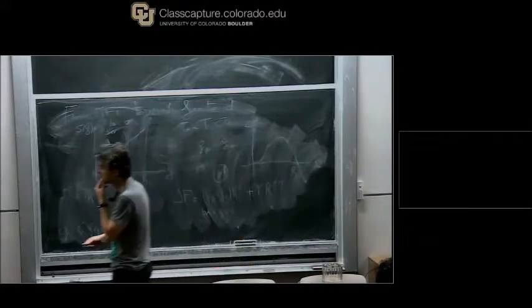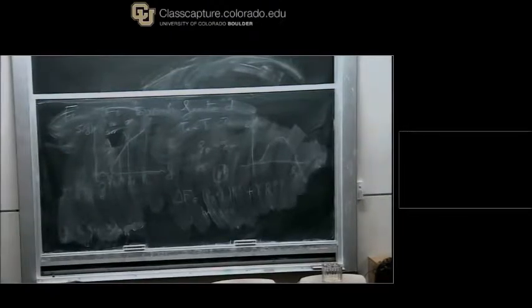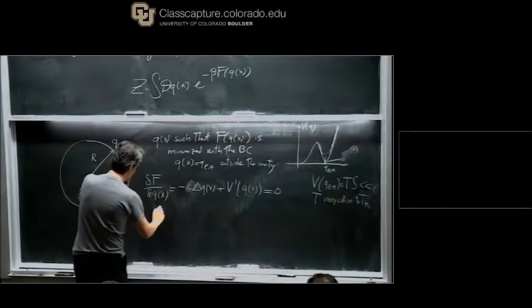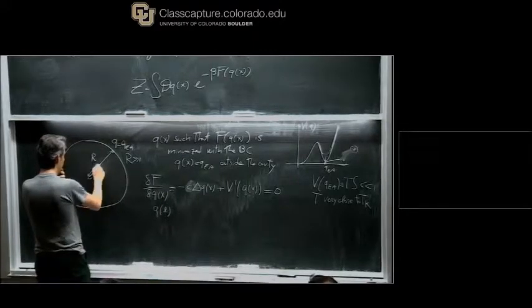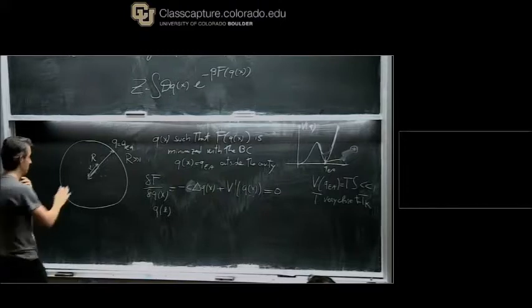Okay, so let's rewrite this equation using that I have radial symmetry. If I have radial symmetry, it means that Q will just depend on small r, where small r is the distance from the center of the cavity.